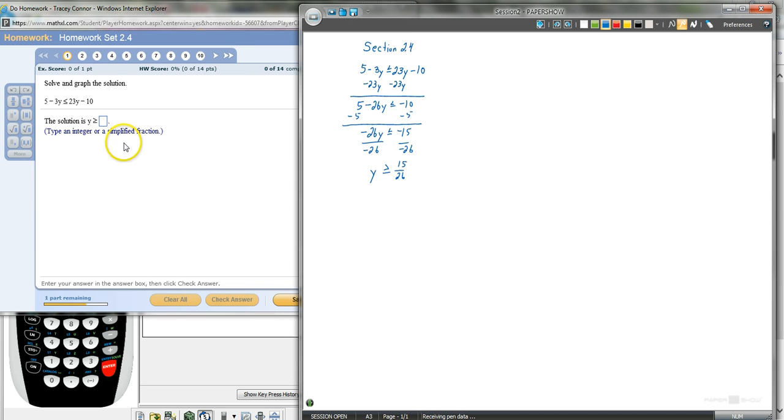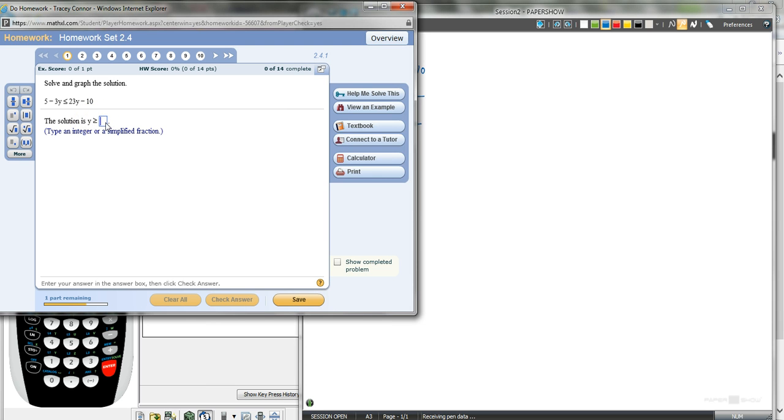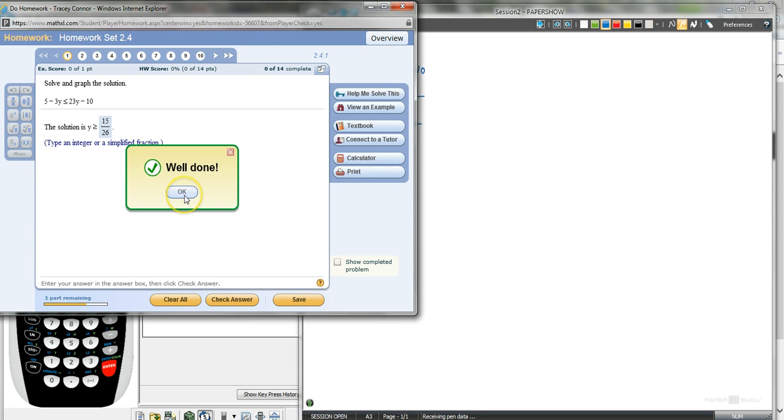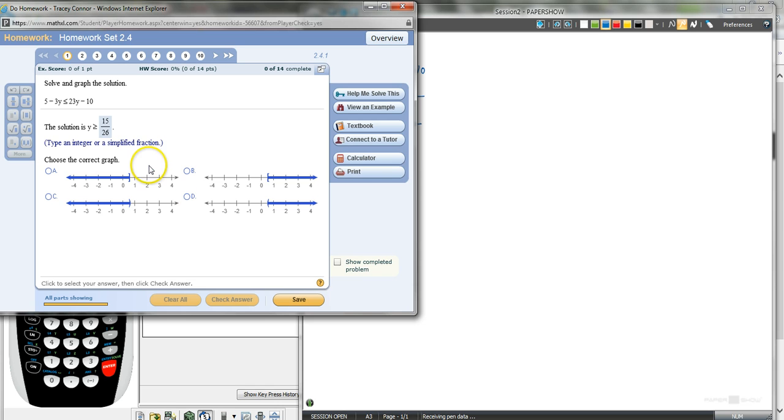So we'll go ahead and put this in here, and now we can see that we have y greater than or equal to, so it kind of prompts you a little bit. And we can type in 15, and then when you hit divide on your keyboard, it will actually make a fraction for you, and then you can check your answer, and we are good. So again, remember to flip the inequality when you divide or multiply by a negative number.